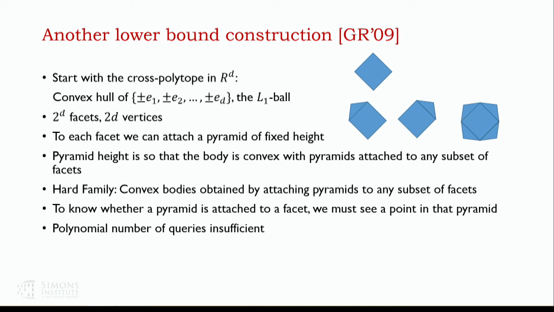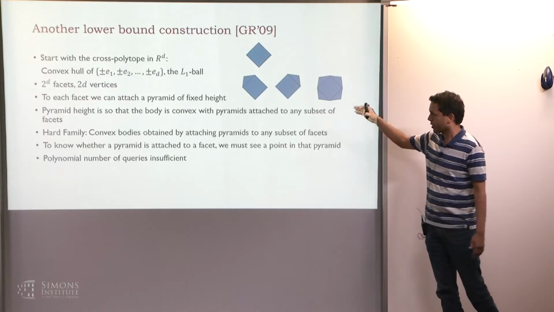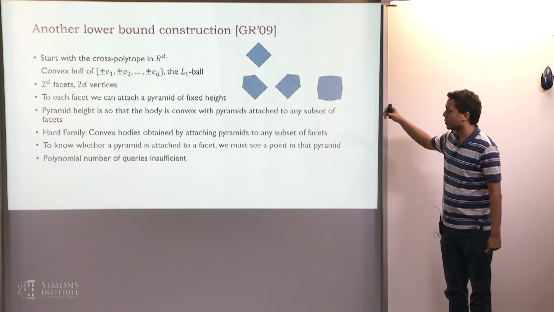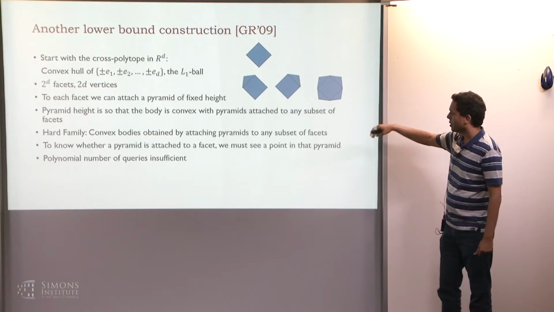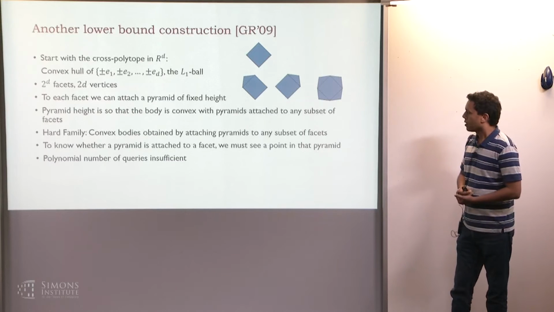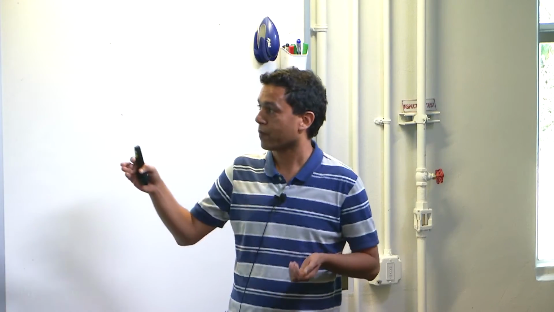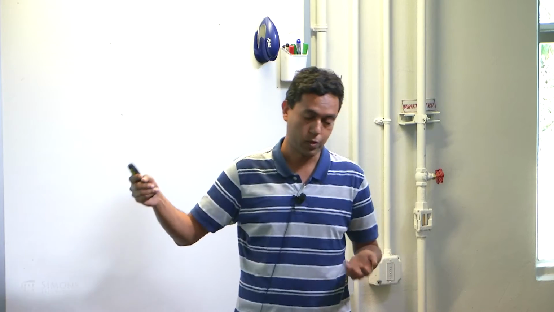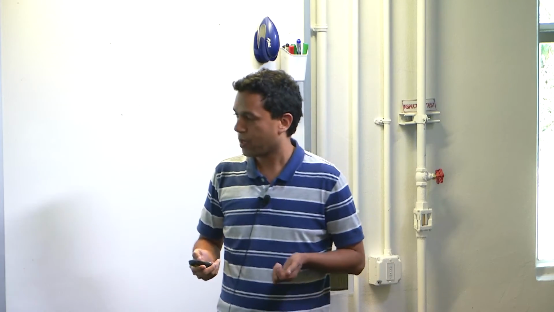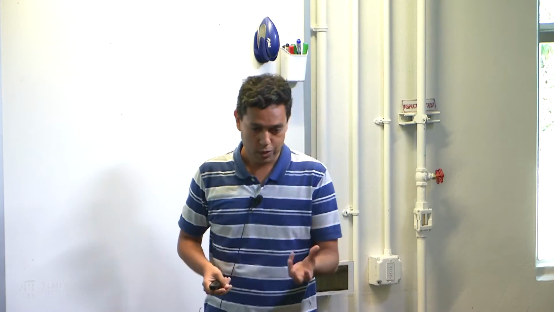Now my hard family is going to be the convex bodies you get by attaching pyramids to any subset. So you have 2^(2^d) subsets, and each of them gives you a convex body. To learn the convex body, you basically want to find which of the pyramids are there or not, and you have to go and check for them, otherwise you don't know. So you have to make exponentially many queries. Polynomial number of queries are insufficient to determine which body you got.